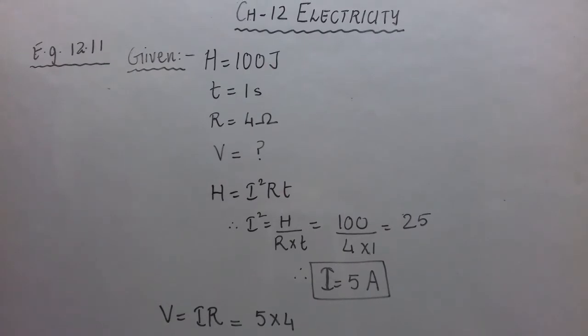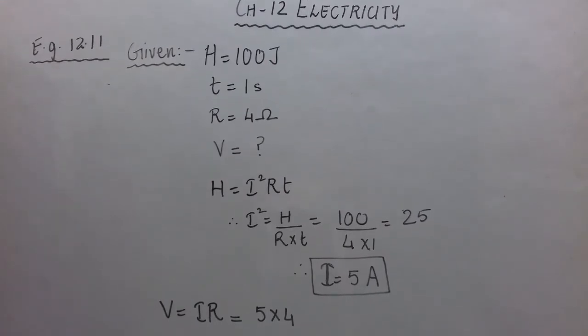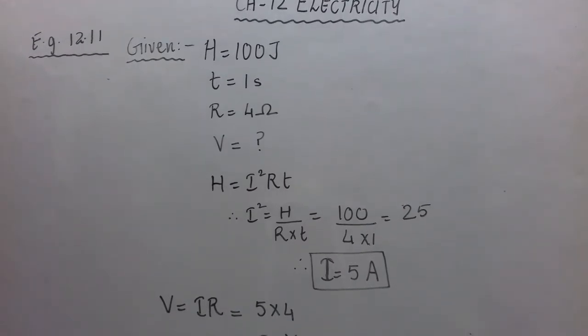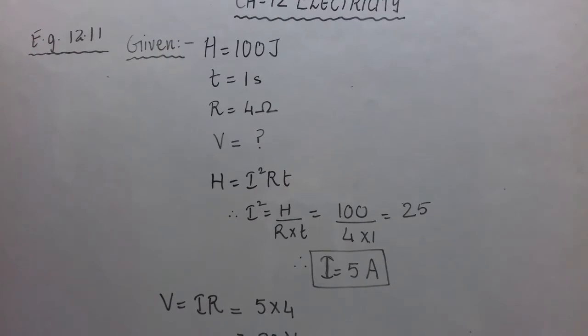Now let us start example 12.11. 100 joules of heat are produced each second in a 4 ohm resistance. Find the potential difference across the resistor.